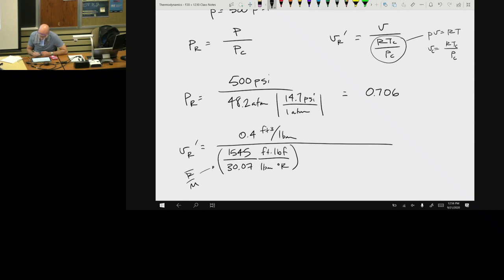Okay? Now let's look at our critical temperature. Our critical temperature that we had was 549 degrees Rankine. And we're going to divide all that by the critical pressure, or I can multiply up here by the top, 48.2 atmospheres. It's the same thing: dividing in the denominator is the same thing as multiplying in the numerator. And I'm going to have to convert here and say that 1 atmosphere is 14.7 pounds force per inch squared.